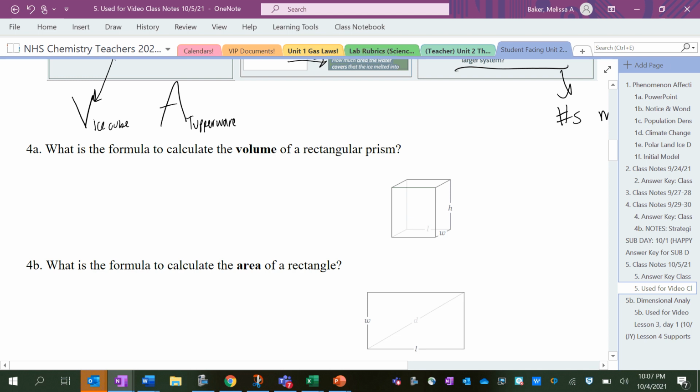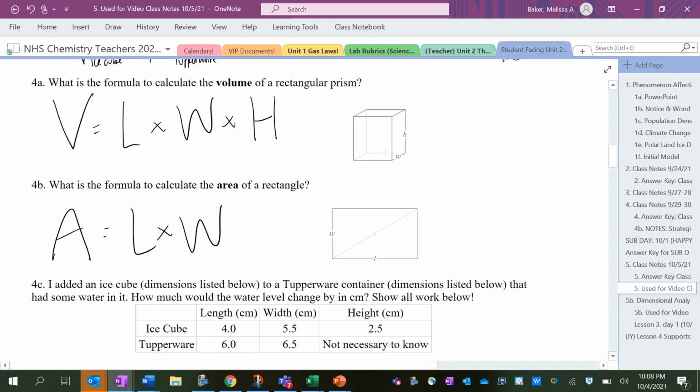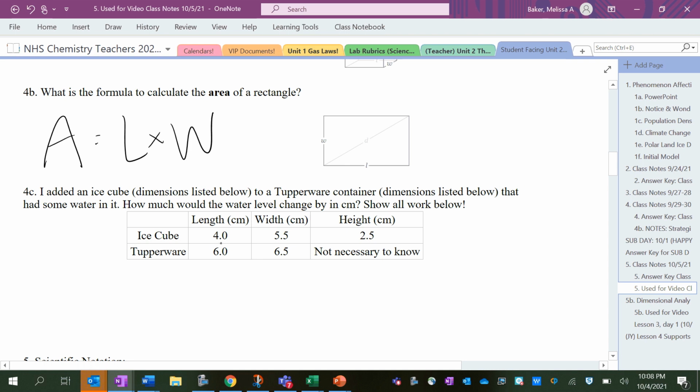But let's do a little review of what our lab was like. What's the formula to calculate the volume of a rectangular prism? It's length times width times height, versus the area of a rectangle is just length times width. So when you add an ice cube, let's say that's 4 centimeters by 5.5 centimeters by 2.5 centimeters, volume equals 4.0 times 5.5 times 2.5. That's 55 centimeters cubed. And the area of the Tupperware is 6.0 times 6.5.